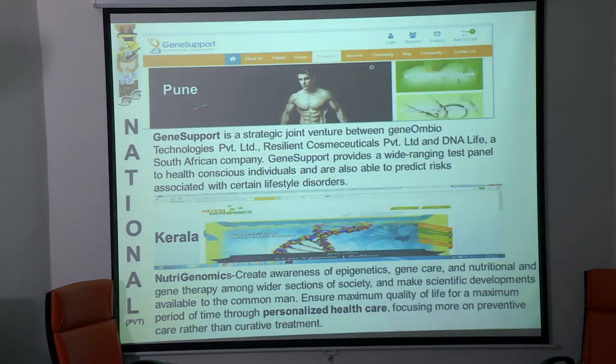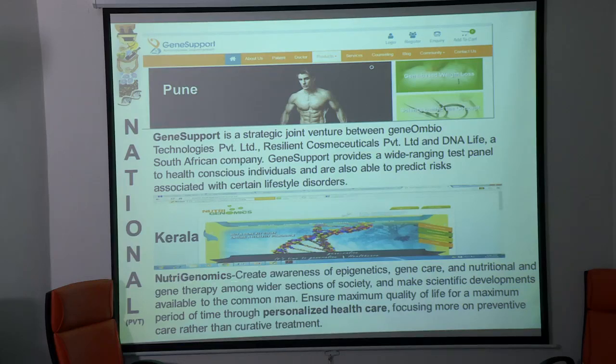But at the national level, there are some private agencies which have started, which are a little closely related to nutrigenomics, although not exactly. They are Gene Support and Nutrigenomics. They are a joint venture between an African company, and it's based in Pune. They provide wide-ranging test panels to health-conscious individuals, and they are also able to predict the results or the risks associated with certain lifestyles. So they do some testing and they predict this is good for you, this is not good for you.